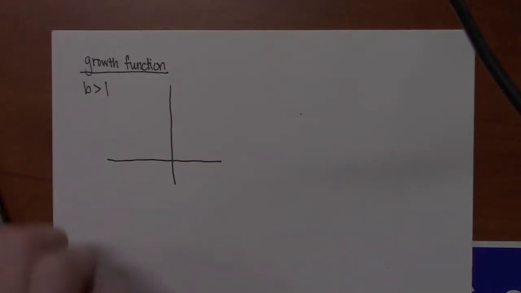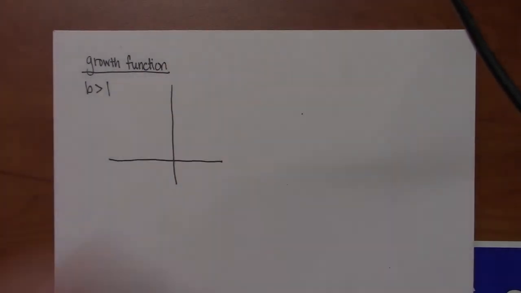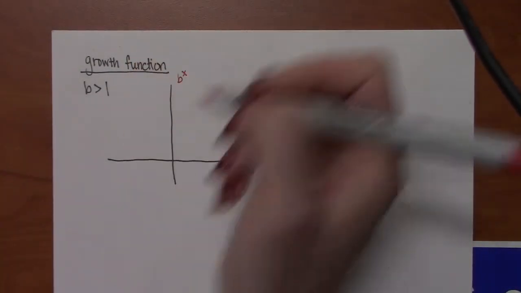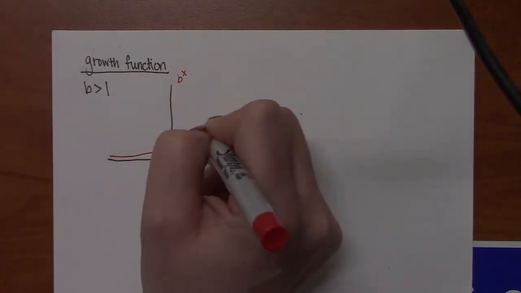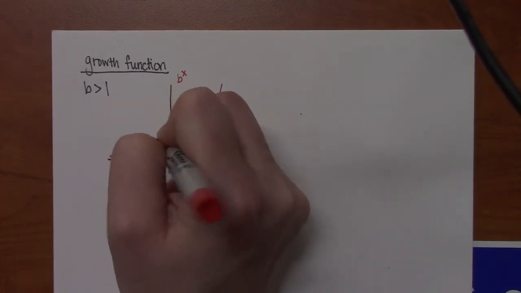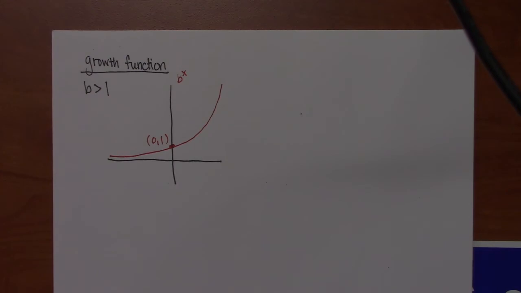And if we don't put a coefficient out front, if I just want to graph b to the x, the graph is going to look like this, where the intercept here is (0, 1), because b to the 0 is 1.